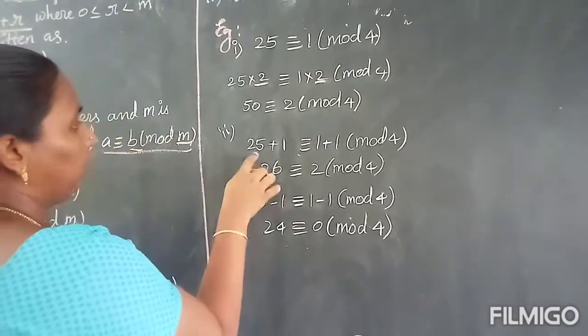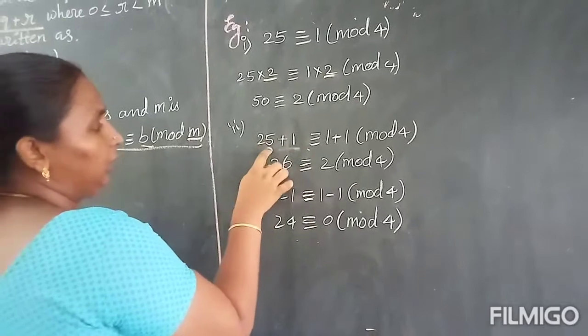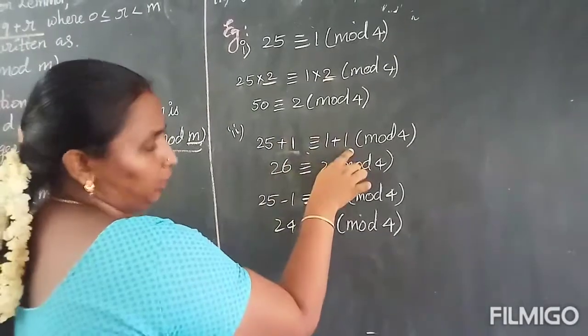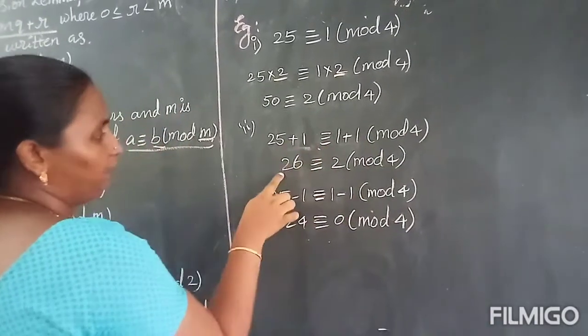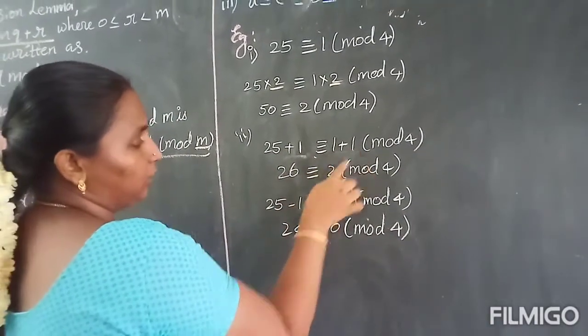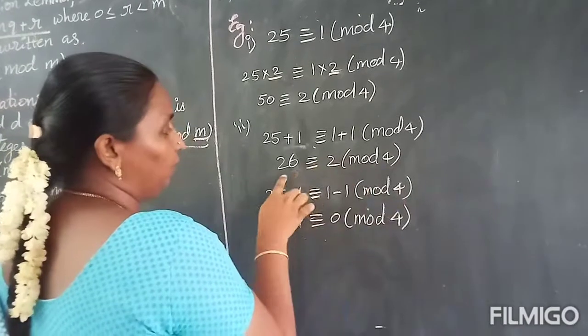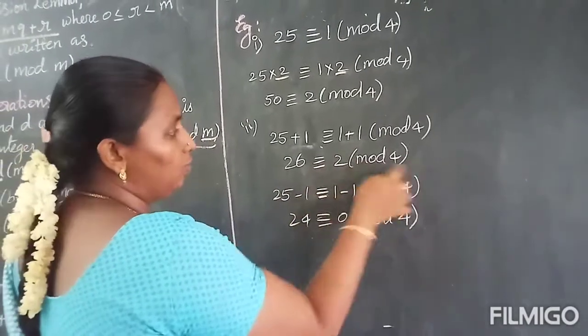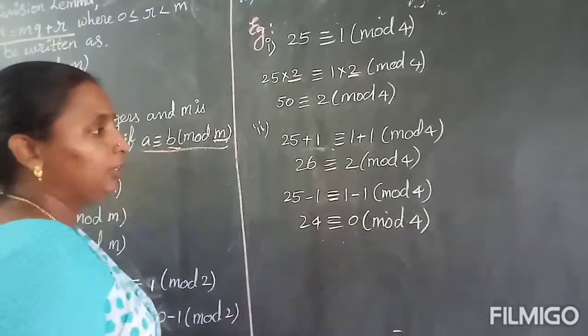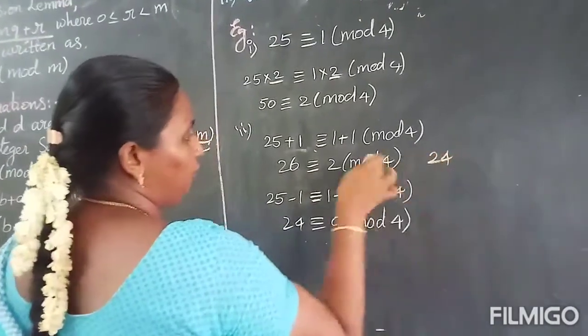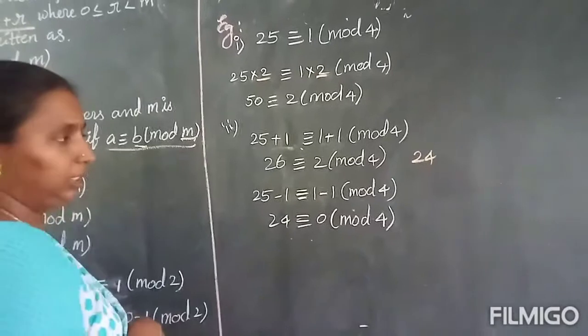So next, the second one, I am adding here. 25 plus 1, the same number should be added here also, 1 plus 1 mod 4. So 25 plus 1 is 26, 1 plus 1 you will get 2. 26 is congruent to 2 mod 4. If you take this side minus 2, 26 minus 2 will get 24. 24 is divisible by 4, isn't it?